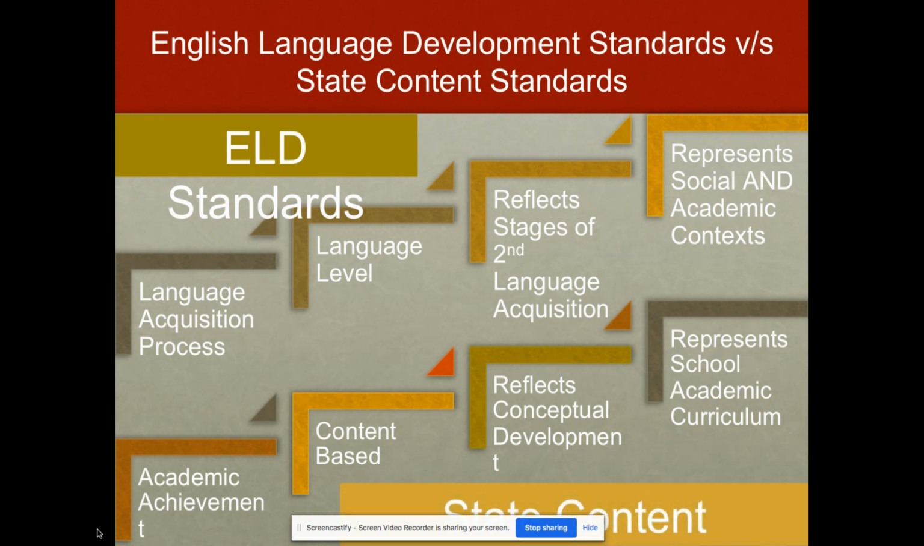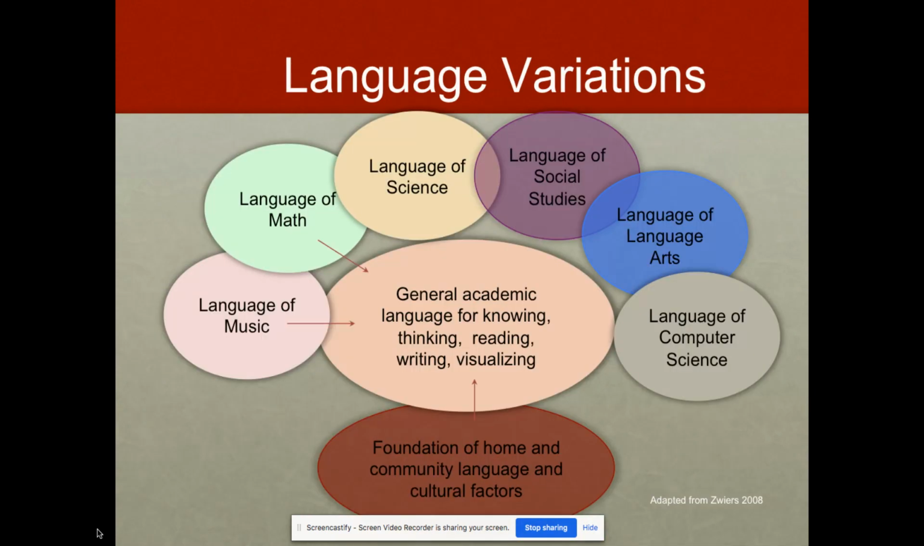So your English language development standards include the language acquisition process. The language level reflects stages of second language acquisition and represents social and academic context. Then for state content, we have academic achievement, content-based, reflects conceptual development, and represents school academic curriculum. So all of these factors and all of these types of language, the foundational language of home and community, as well as language of music, language of math, language of science, language of social studies, language of language arts, and language of computer science, they all pour into a child's general academic language for knowing, thinking, reading, writing, and visualizing. So every child is different.